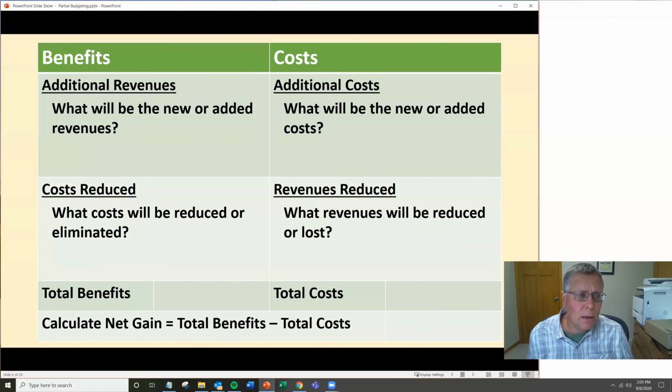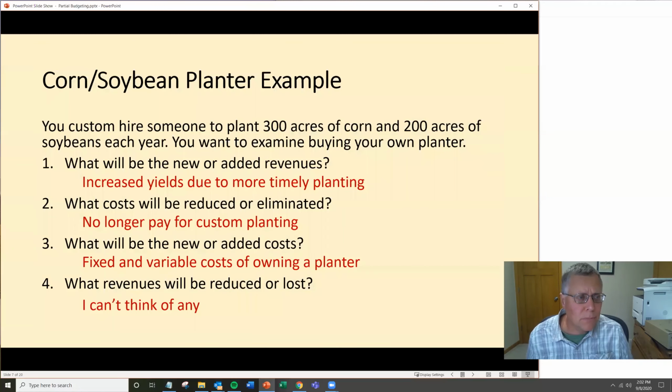Often they're laid out in these partial budget analyses graphically in a little table like this. On the left side are the benefits, on the right side are the costs, and then the 4 questions are laid out there as additional revenues, additional costs, costs reduced, revenues reduced. Then you sum up the left side to get your benefits, and sum up the right side to get your costs, and then you calculate the net gain. So this is often the graphical or tabular form people use.